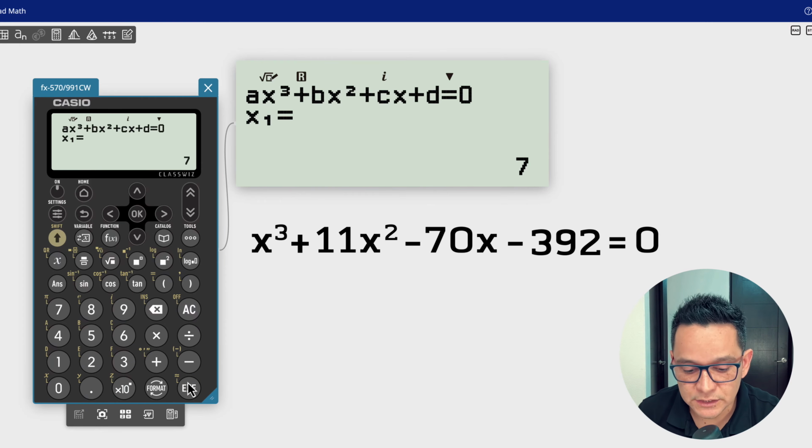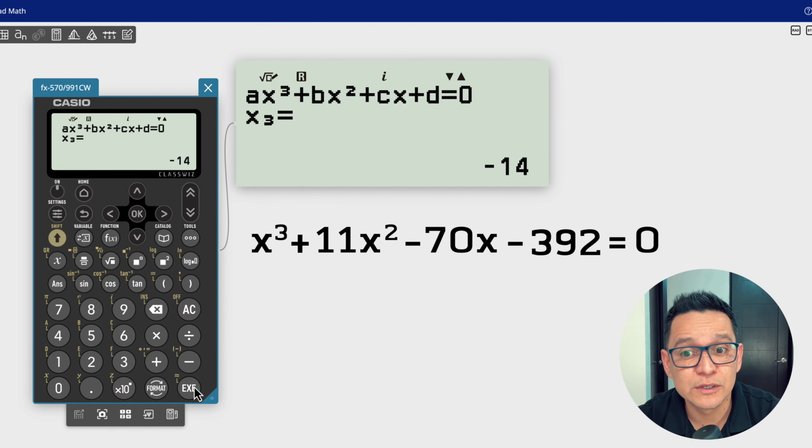It's already telling me that the first solution, or one of the solutions, is 7. We click execute again, and now it's giving me the second solution, which is minus 4. We click execute again. It says the third solution is minus 14. That's it. We're done. Those are the three values that make that equation true. That is, if you substitute minus 14, for example, in the position where x is, it will give you 0. That's it. We finished the first exercise. Pretty easy, right?